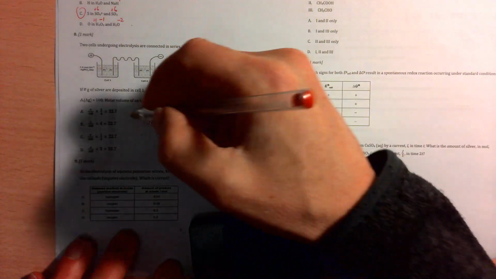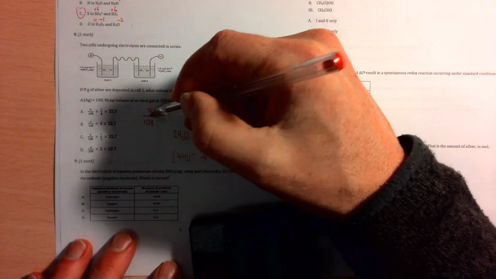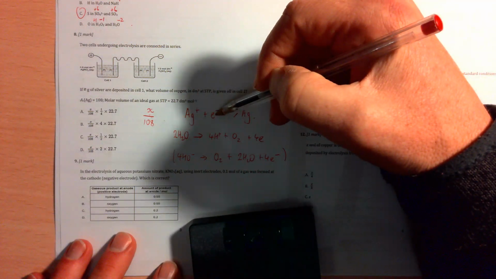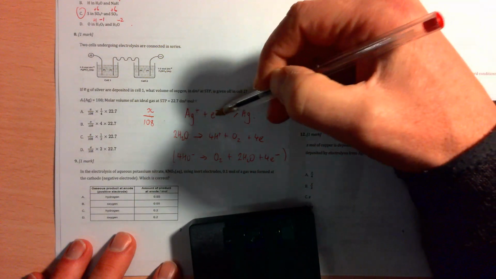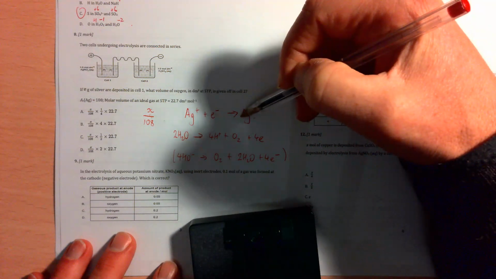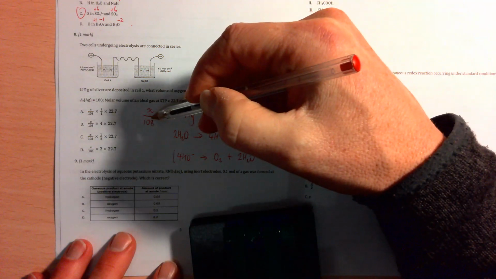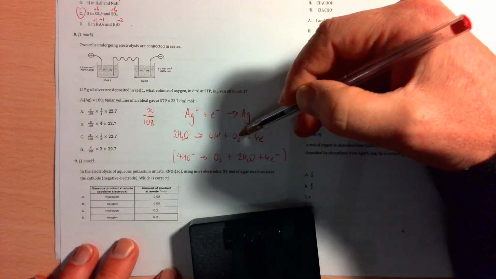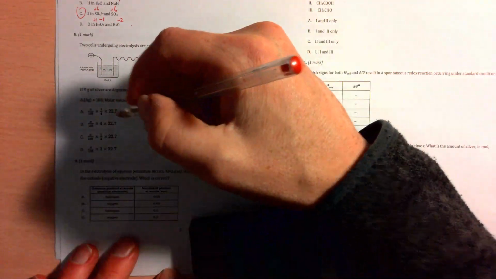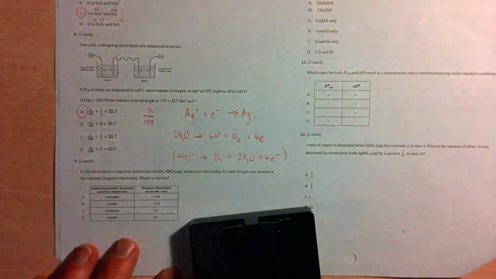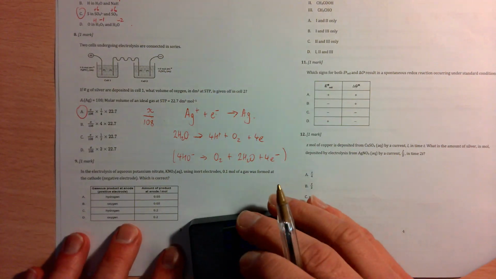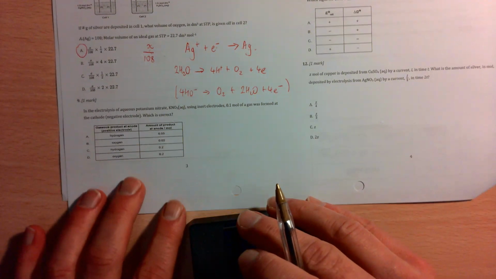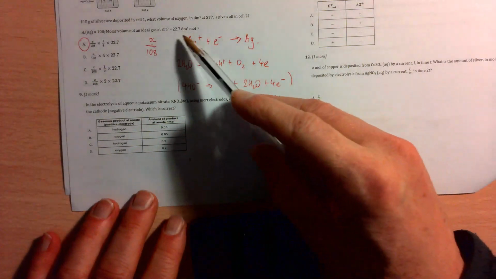So this is the number of moles of silver generated. It's also the number of moles of electrons transferred, because silver to electrons are a 1-to-1 ratio. So this number is the number of moles of electrons transferred. The moles of oxygen produced is a quarter of that amount, so it has to be A. And the molar volume is 22.7, so to work out the volume you multiply the moles by the molar volume. That's standard temperature and pressure.